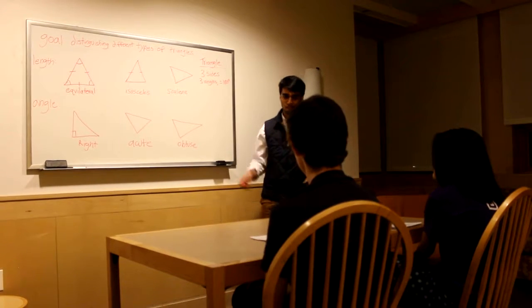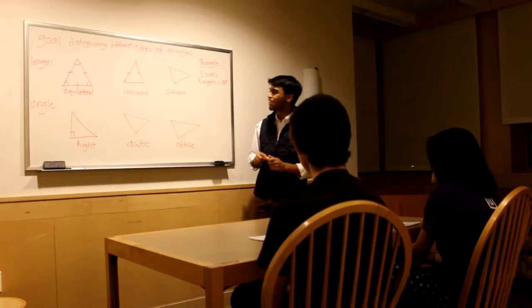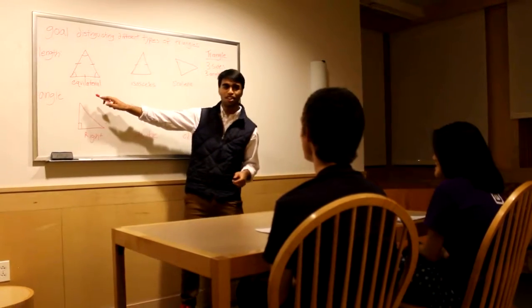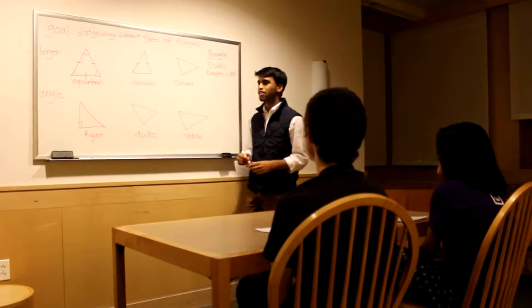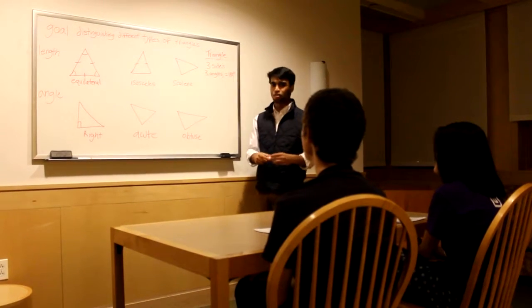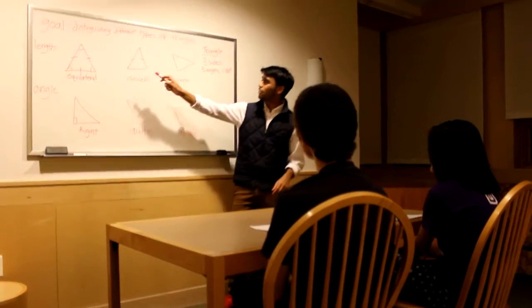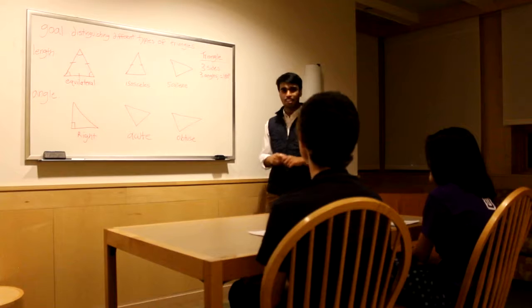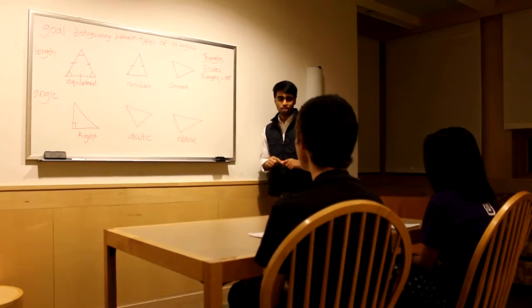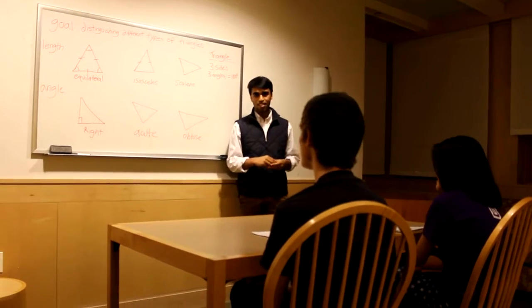1, 2, 3. 1, 2, 3 sides in every triangle. Equilateral means for you that all sides are the same. 1, 2, 3 sides in every triangle. Isosceles means for you that two sides are the same. 1, 2, 3 sides in every triangle. Scalene means for you that no sides are the same.